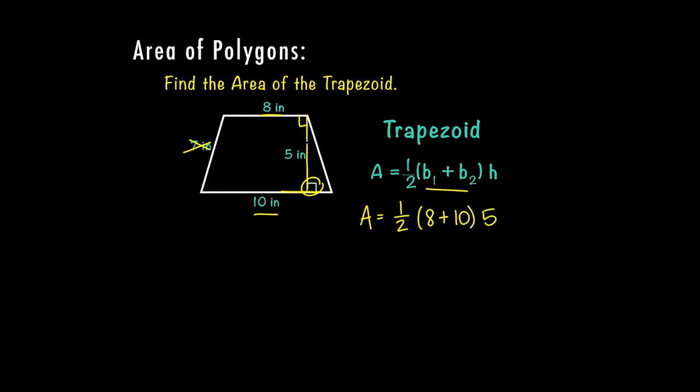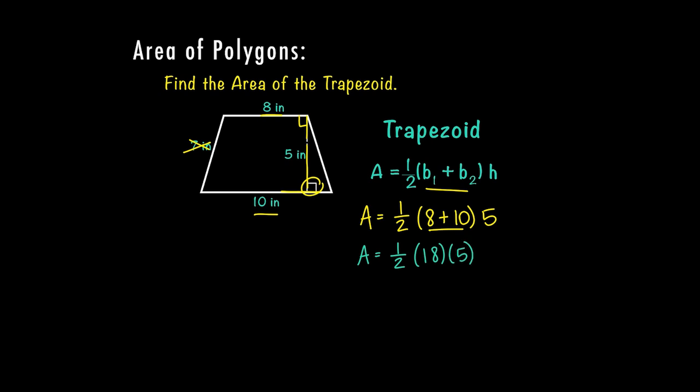Now, I have to do my parentheses first. I still have to solve by using PEMDAS. So I can't take half of 8 or 10 until I add them together. So I'm going to go ahead and add those together first. My next step means that my area is 1/2, 8 plus 10 is 18, times 5.